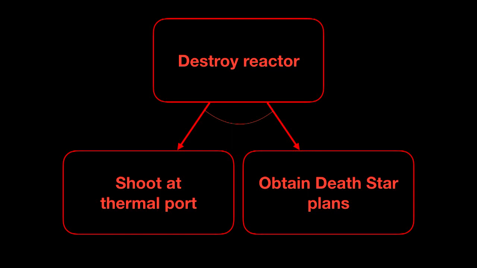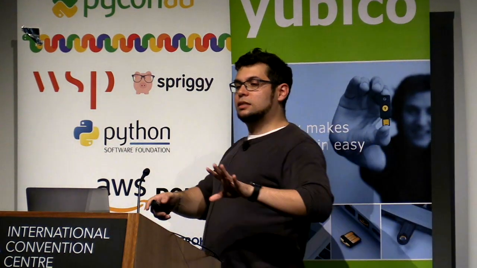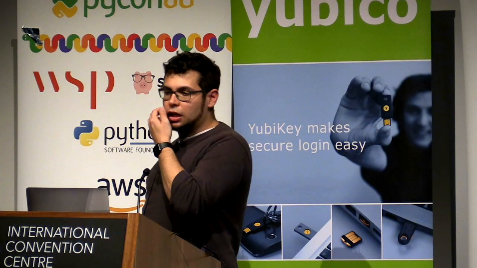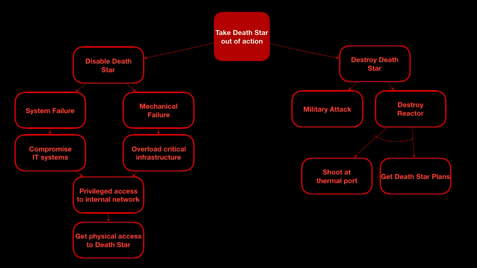But this shot is really, really hard because the thermal port's just 2 meters wide. And they need to know where it is, right? So they need to also obtain the Death Star plans. Cool? So that's the other branch of the attack tree of the Death Star. And that's the whole Death Star together, the whole attack tree, sorry.